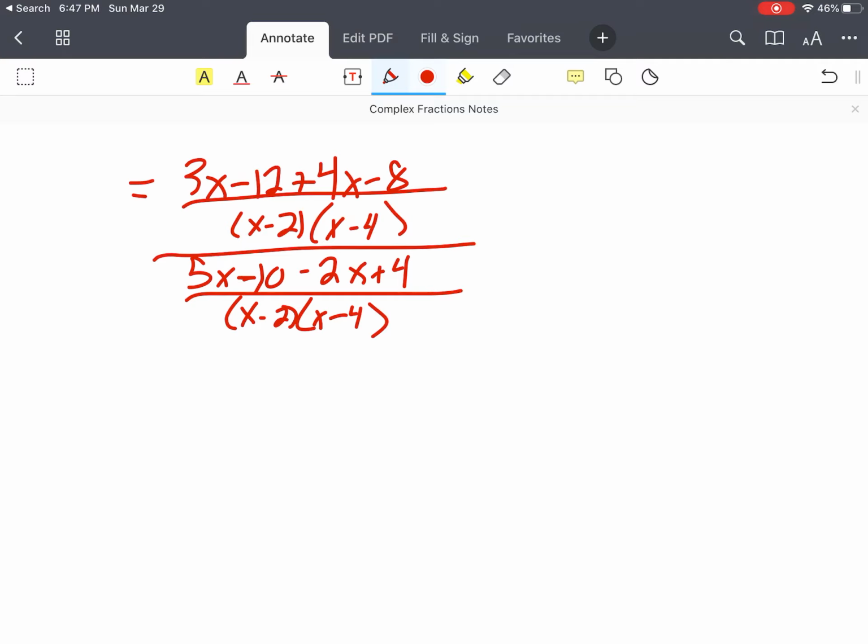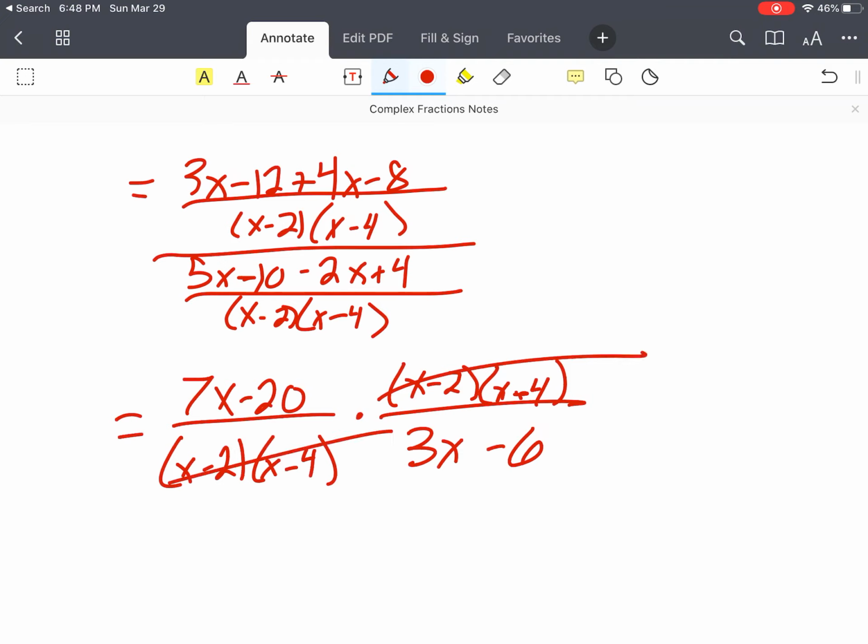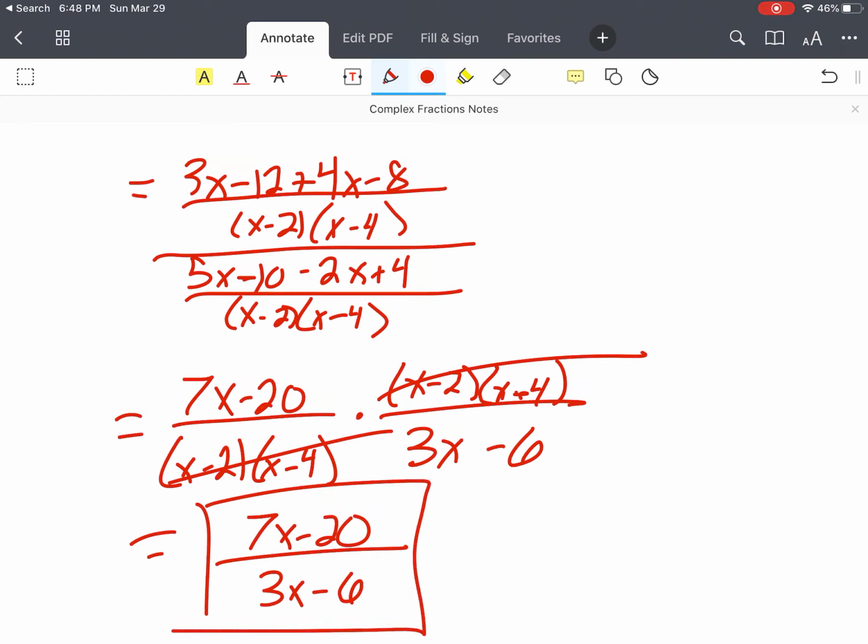Okay, so again, once I get a common denominator on top and a common denominator on bottom, that's when I'm going to leave, change, flip. So combining like terms, I get 7x minus 20 over x minus 2 times x minus 4 times x minus 2 times x minus 4 all over, combining like terms, I get 3x minus 6. Okay. So those things drop. And I'm left with 7x minus 20 over 3x minus 6.